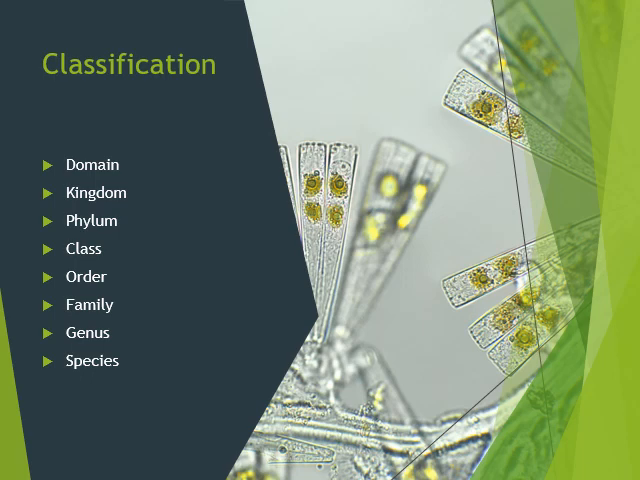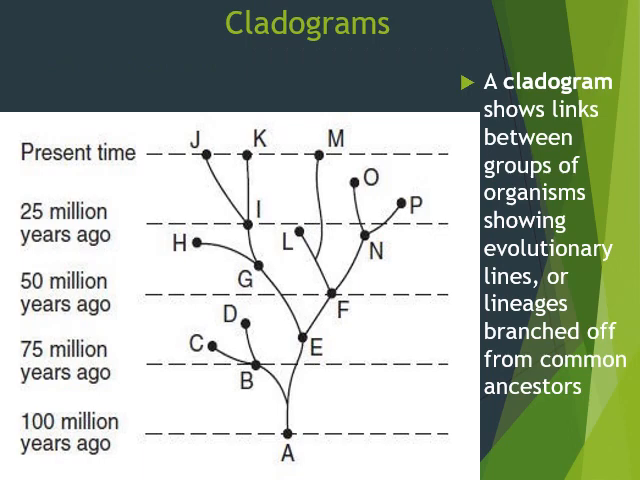Okay, so we're going to change gears and talk a little bit about classification. Here are our different levels of classification. We have domain, kingdom, phylum, class, order, family, genus, species. We also talked about these things called cladograms. A cladogram shows the links between groups of organisms, showing evolutionary lines or lineages branched off from common ancestors.